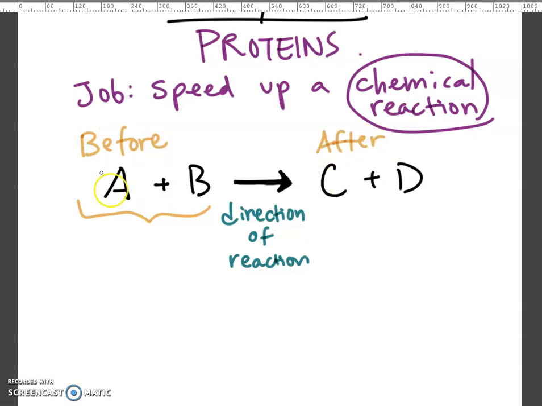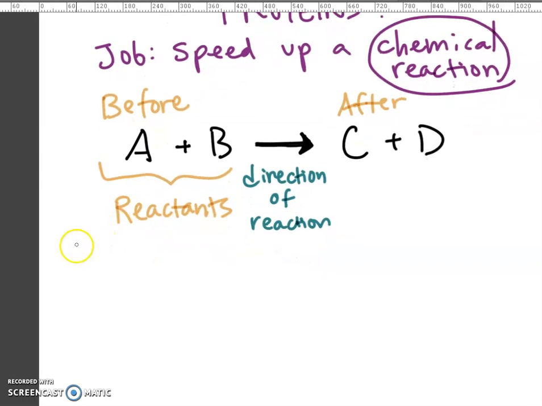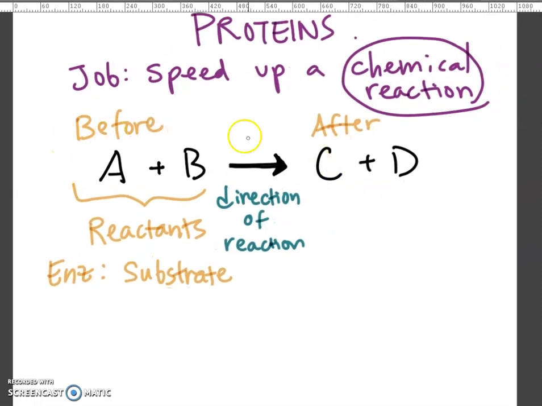The things at the beginning, the things that are reacting, are called your reactants. Only in the case of enzymes do we call these by something else. We call these substrates. Everyone else in science, as chemists and so on, are going to call these reactants. When we are discussing enzymes, we're going to call them substrates. Okay, and now the thing at the end. This is the thing that you are producing. So this is your product, the thing that you are making.